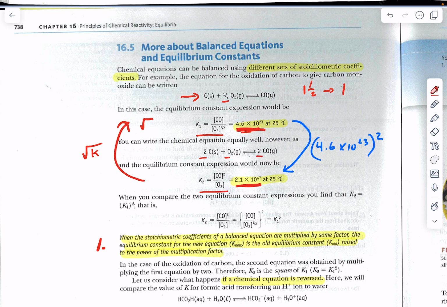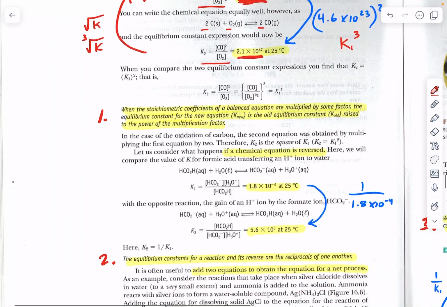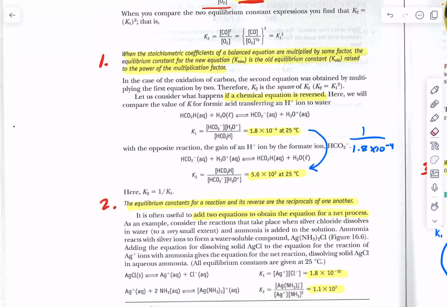And we could say the same thing if you were to multiply all of your coefficients by 3, then your first K value would be cubed to get the new one, and then over here, of course, if you're going the other way, it would be the cube root. So that leads us to our first conclusion. When the stoichiometric coefficients of a balanced equation are multiplied by some factor, usually it's a 2, could be a 1/2, the equilibrium constant for the new equation is the old equilibrium constant raised to the power of that multiplication factor.